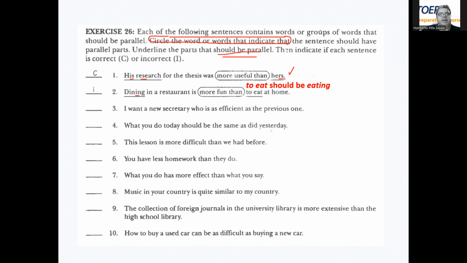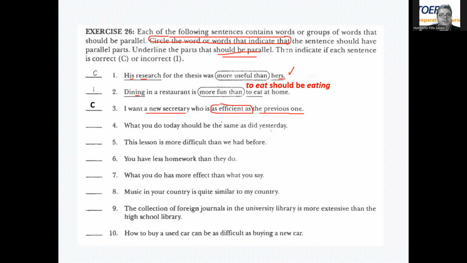Okay, so now you're going to pause the video, try to complete the exercise, and when you finish, come back and check your answers. Pause the video right now, and I'll be here when you come. Okay, now that you're back, let's see. I want a new secretary who is as effective as the previous one. New secretary, the previous one, is correct, okay.